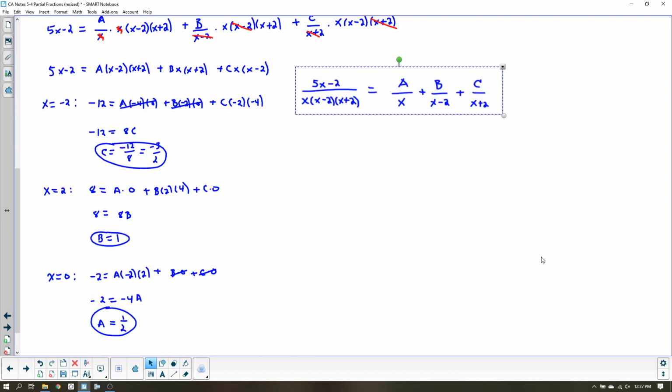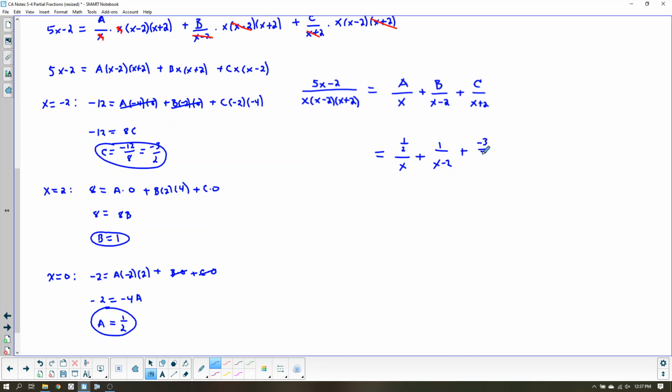Okay. So what we need to do is come back and just plug in each of our values. So the decomposition is 1/2 over x, plus 1 over x minus 2. I'm getting some slowdown here. Plus negative 3/2 over x plus 2.